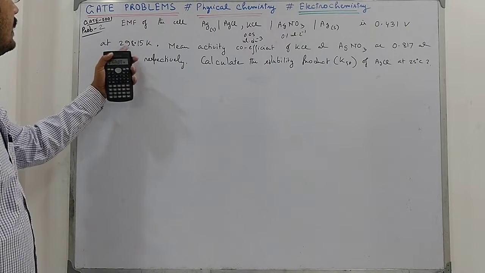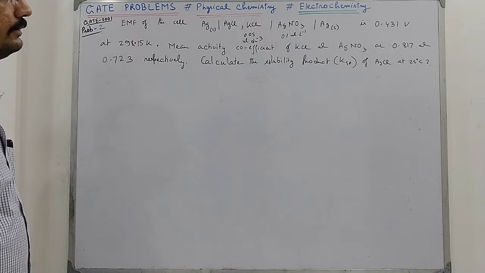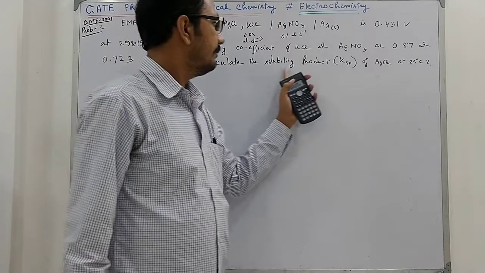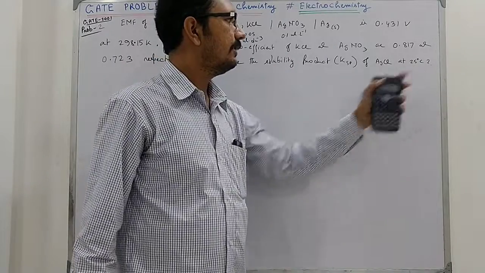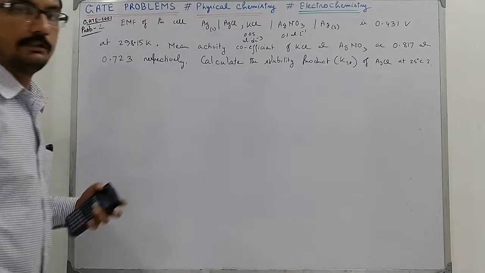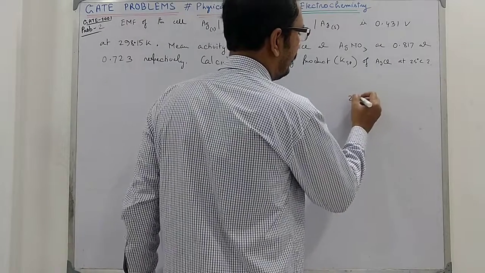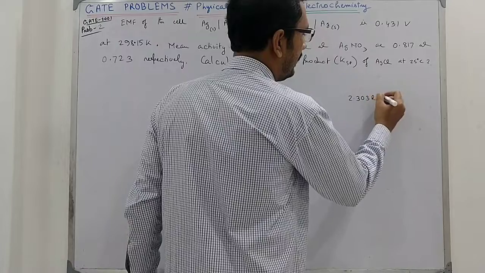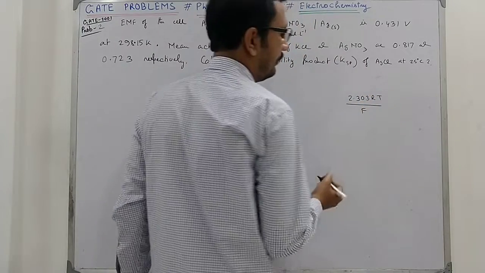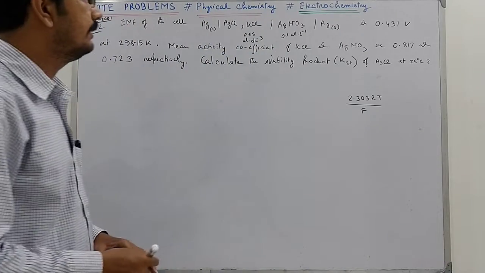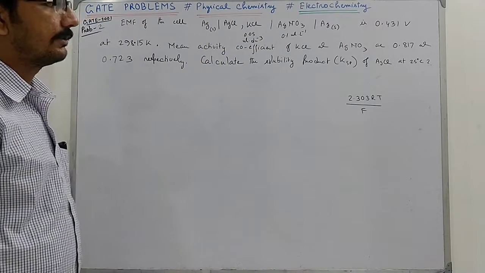Here it is given 298.15 Kelvin, and here they are saying to determine the solubility product of AgCl at 25 degrees centigrade. So they are playing with your mind. Don't get nervous. Actually, temperature will be playing its role in this expression 2.303 RT upon F, since we have to deal with the Nernst equation in this problem.